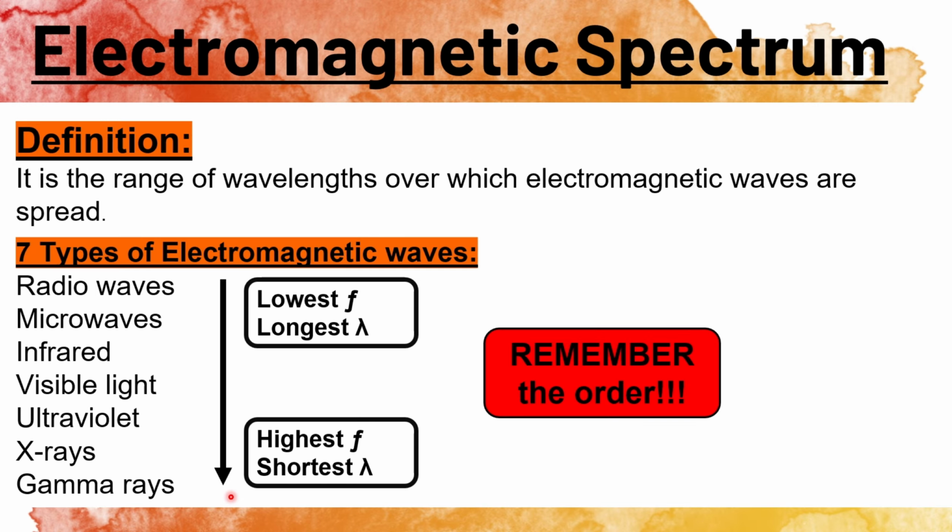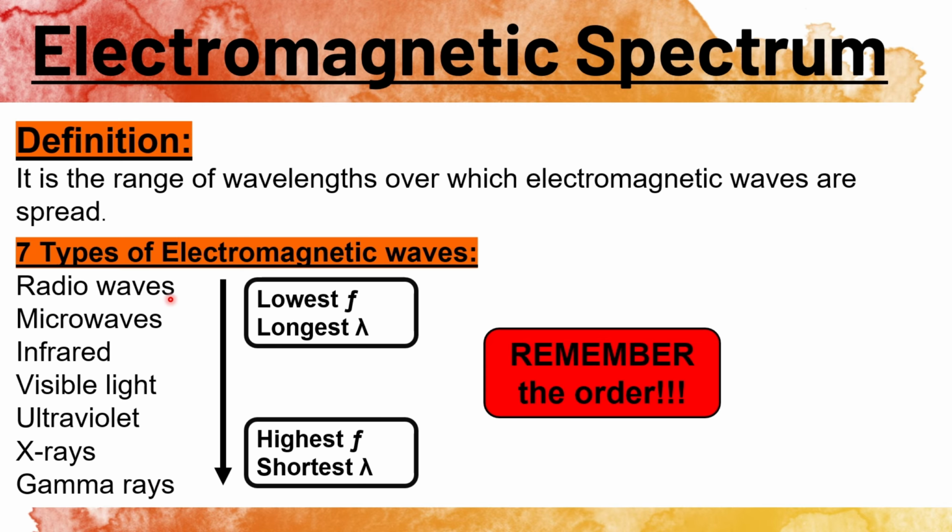So let's look at the definition of the electromagnetic spectrum. It's the range of wavelengths over which the electromagnetic waves are spread. So remember, there are 7 types of electromagnetic waves: the radio waves, the microwaves, the infrared, visible light, the ultraviolet, the X-rays, and the gamma rays. Now, these 7 waves are arranged according to their frequency and their wavelengths.